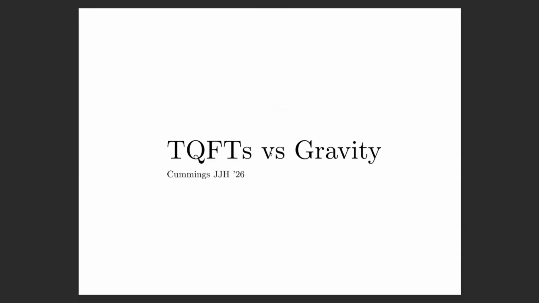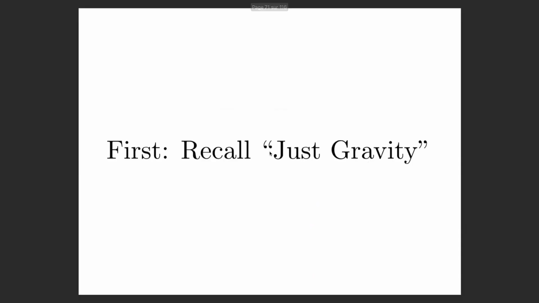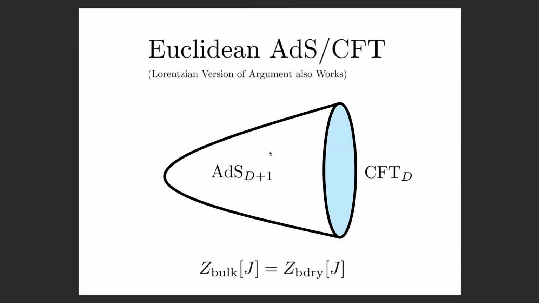I'm sorry. Okay, so let's first recall how it works with just gravity. So now I'm going to switch gears a little bit. Everything I'm telling you works also in Lorentzian signature, but it's a little bit cleaner and faster, given the heat, to set up the whole style of argument in Euclidean AdS/CFT. So Euclidean AdS, what is that? That's just going to mean a ball. And it has a boundary, which is a sphere.